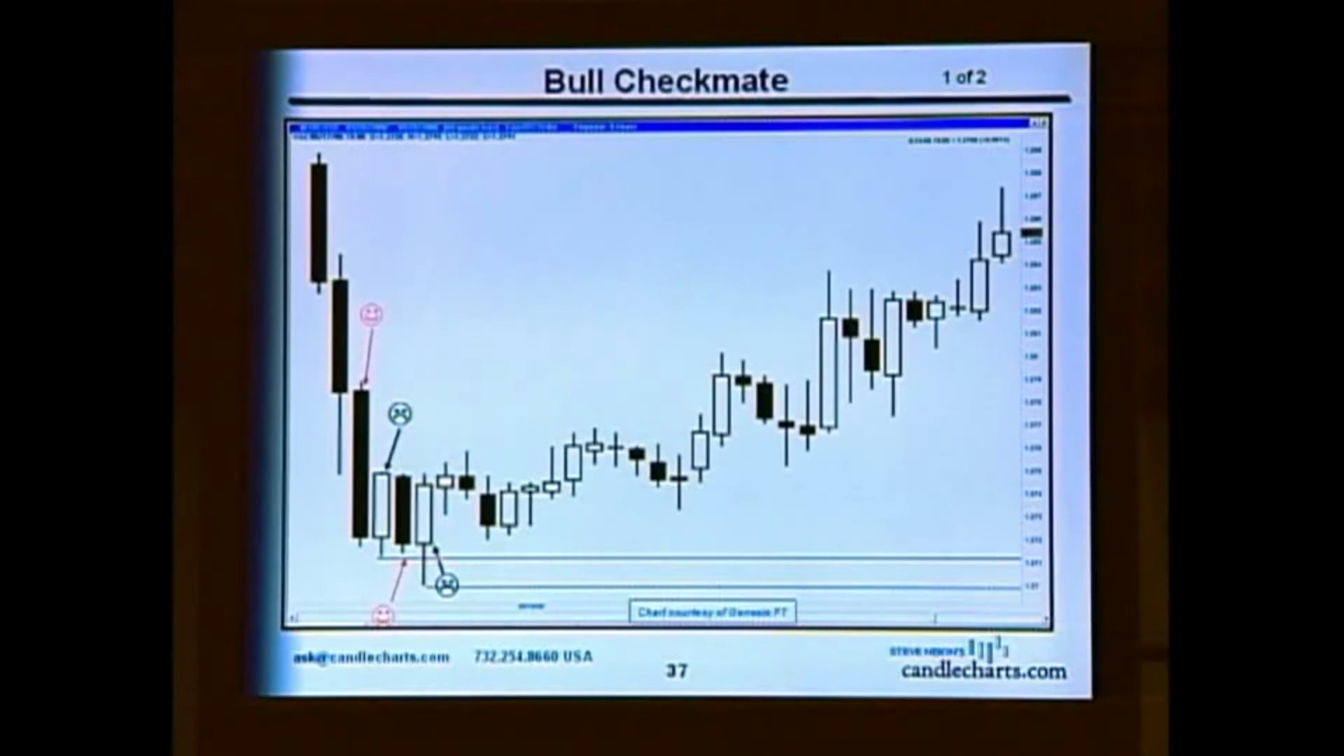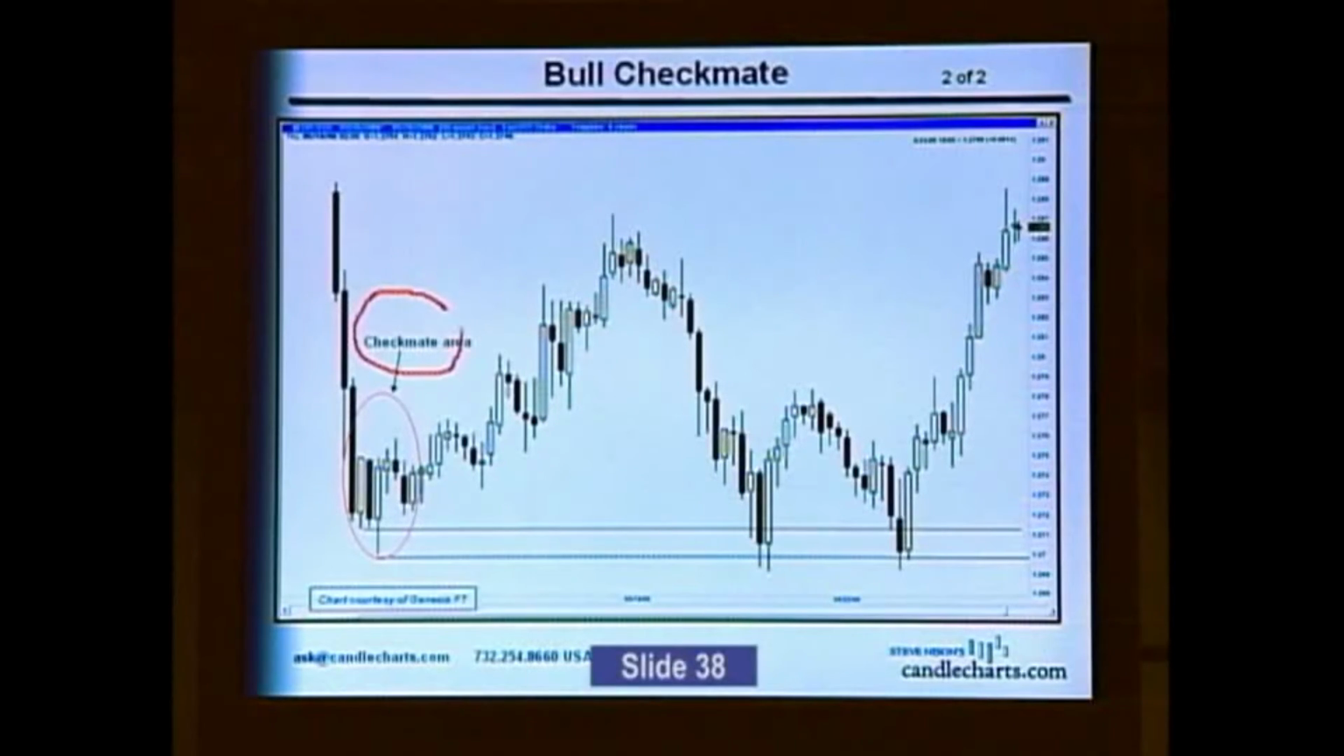Same thing here. I'll show you. Another weak market, no follow-through on the downside. By the way, this is that slide shown just extended back. This is the checkmate area that I showed you in the prior slide, the bullish checkmate. And you can see the same thing happened again. This is a daily chart, and the same thing happened again a month or so later.